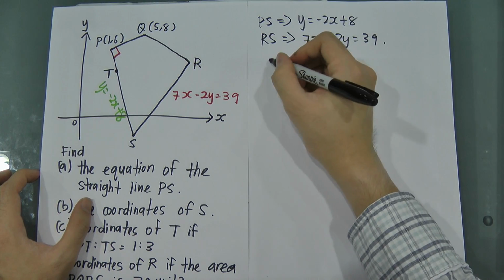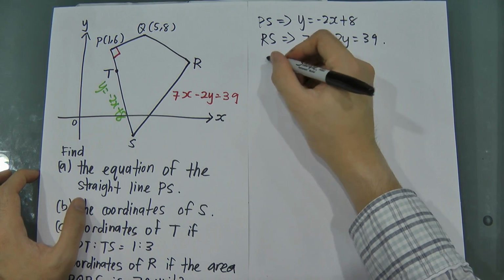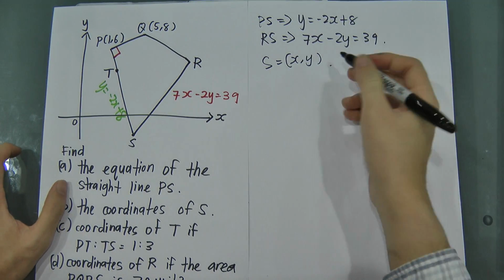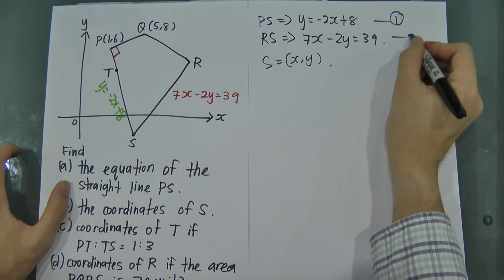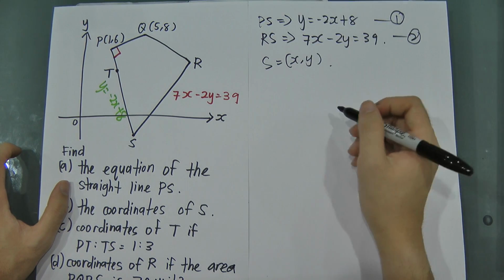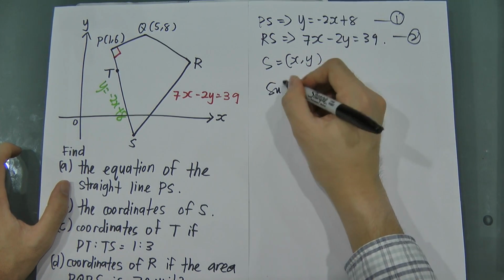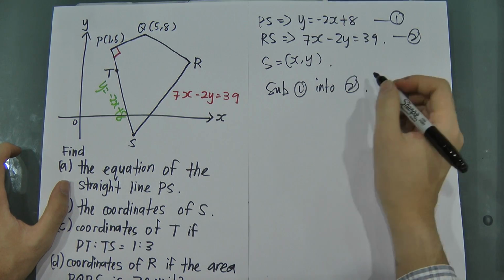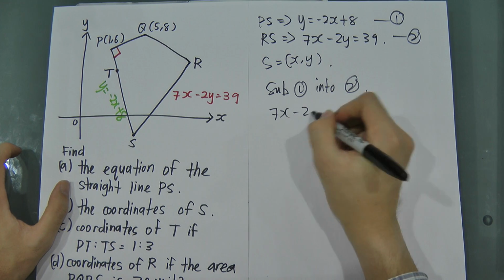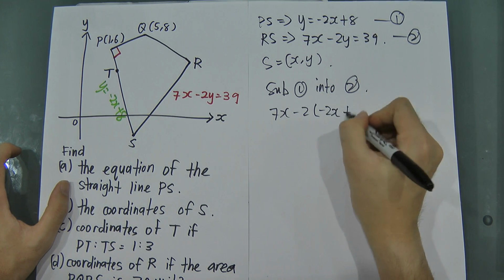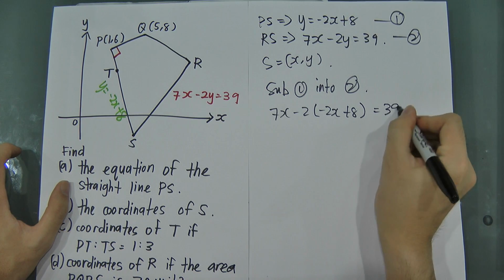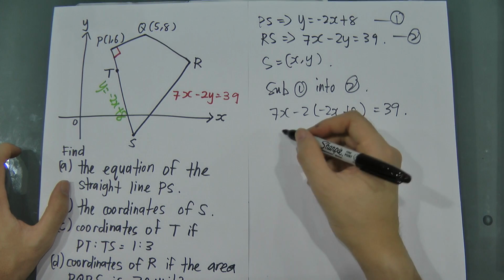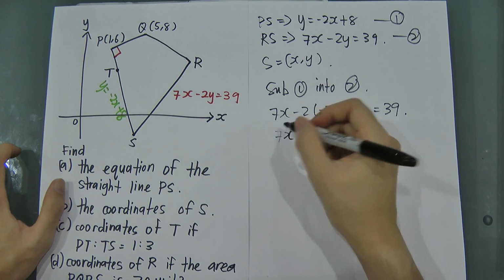So now I want to find the coordinates of S. I just let S be x and y, because I do not know it. So let's substitute 1 into 2, because this one has y as the subject. So substitute 1 into 2. It's so simple. So 7x minus 2y, where y is -2x plus 8, equals 39. I just substitute the y into the y here.